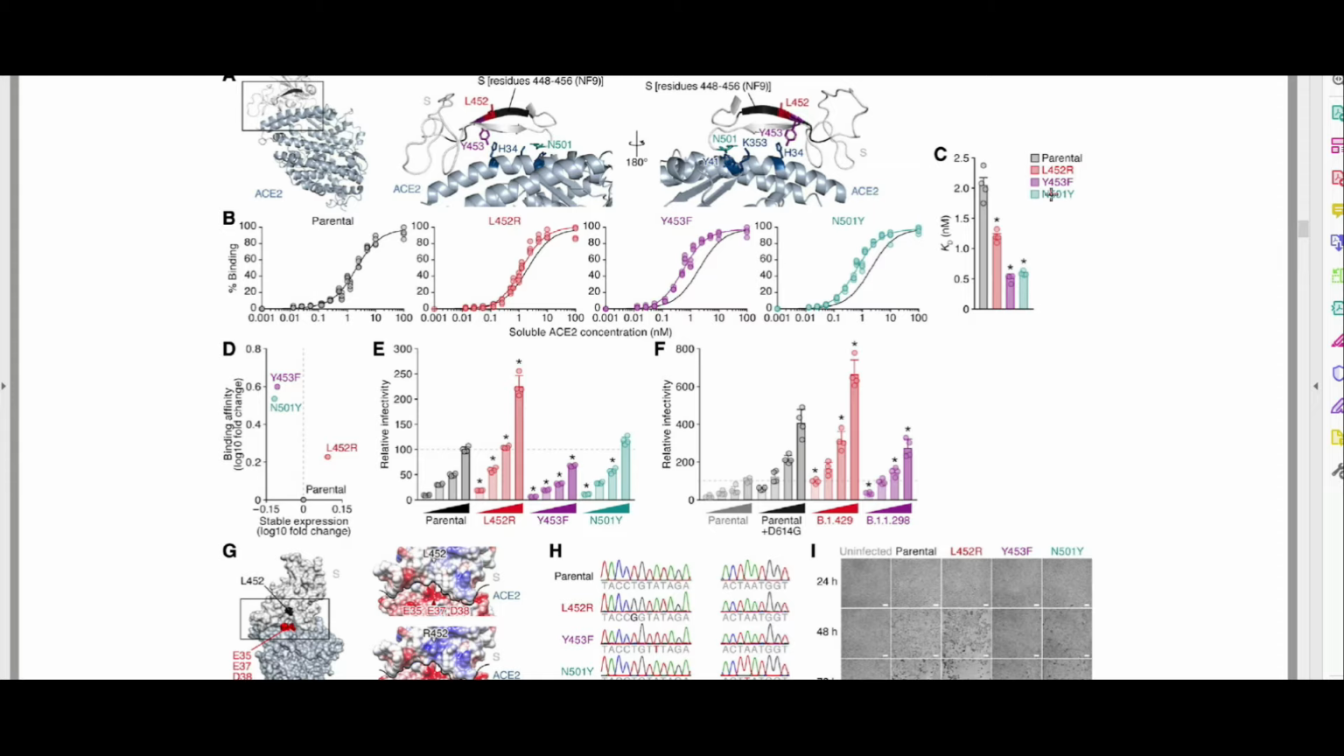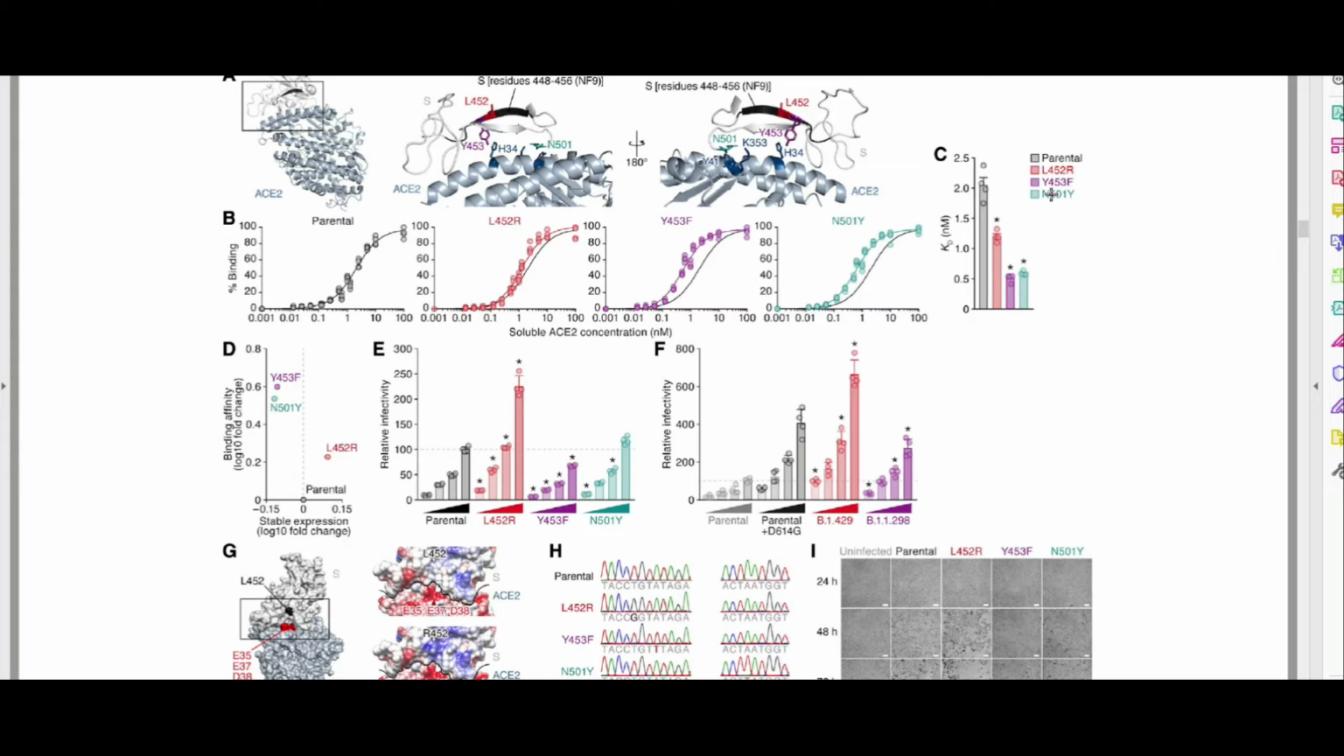And so if it's a lower concentration of the spike that would inhabit half of the ACE2, then that means it must be binding tighter, because you don't have to add as much spike in order to have it be at 50%. And so this L452R is conferring tighter binding onto the spike protein.